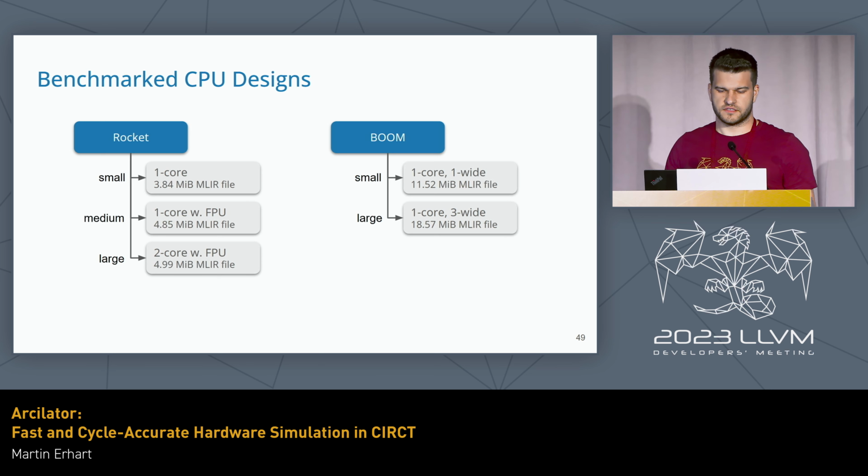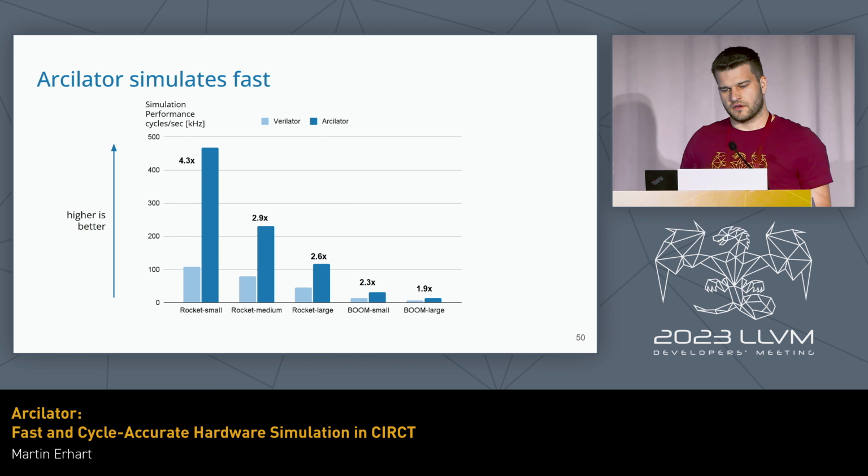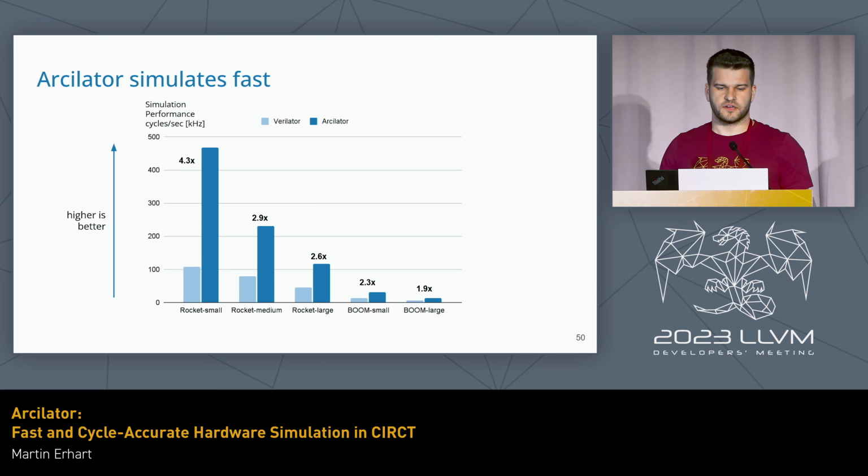To evaluate the simulator, we chose 3 configurations of Rocket Core, which is written in this Chisel generator language, and 2 configurations of Boom, which is a more complex core. So we saw that Arcilator performs up to 4.3x faster than Verilator on the small Rocket Core design, and up to 1.9x faster than Verilator on the largest design we tested.